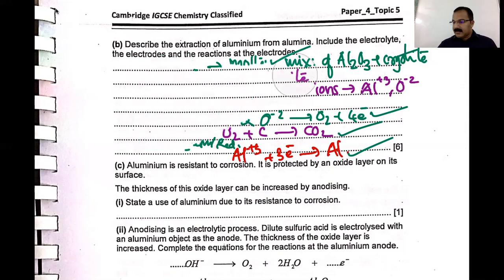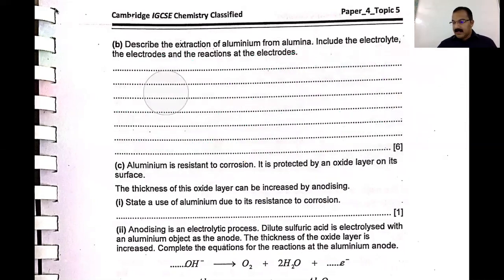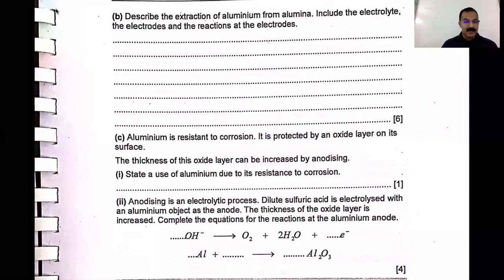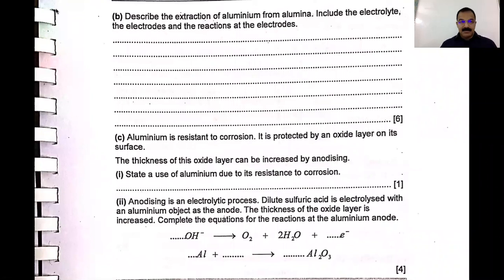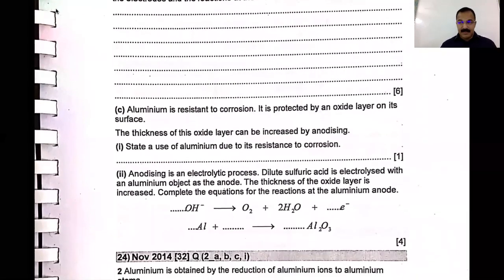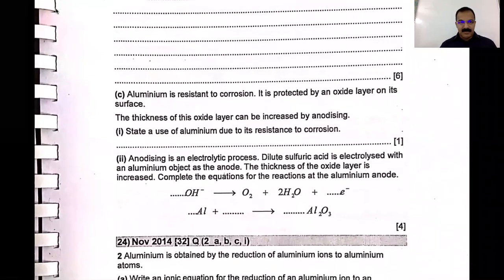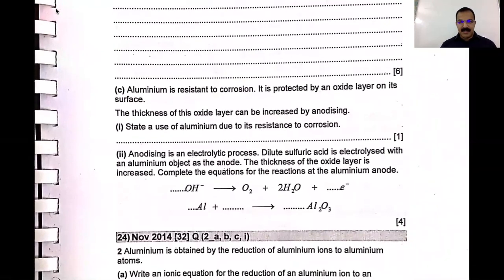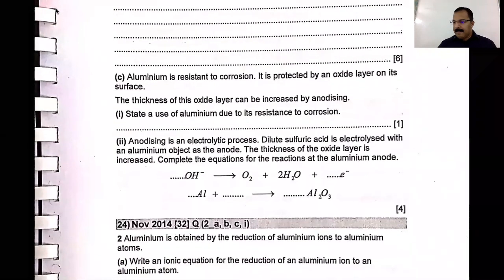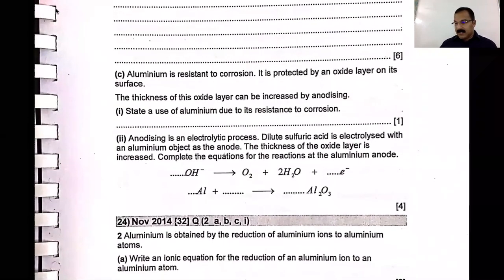All right. That's a good question. Always prepare aluminum and iron extraction for sure in your exam. They are the most repeated extractions. Out of 3, 2 of them, it's almost a sure question if you can learn these 2. Aluminum is resistant to corrosion.